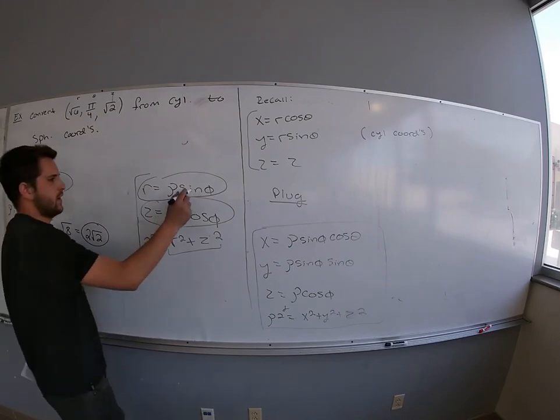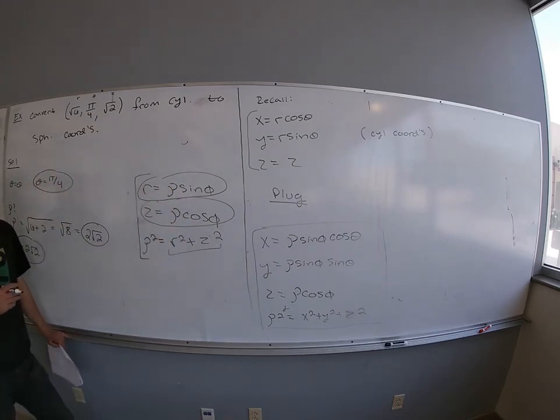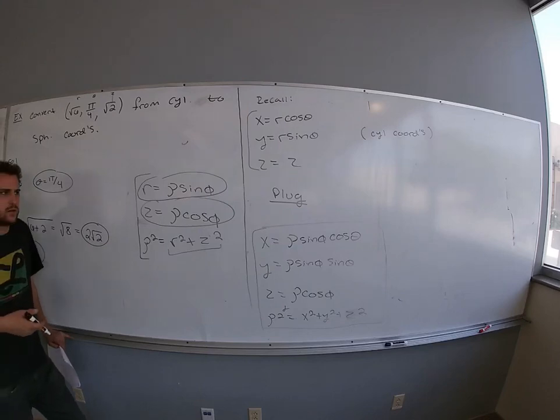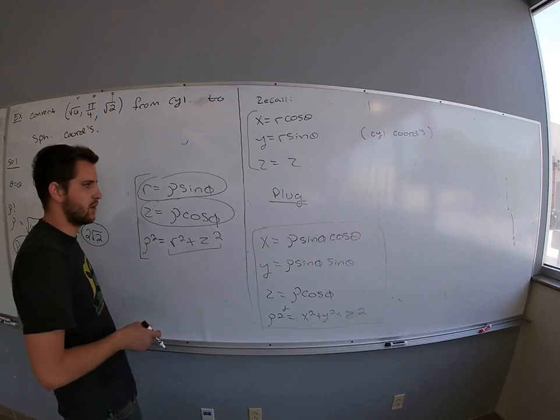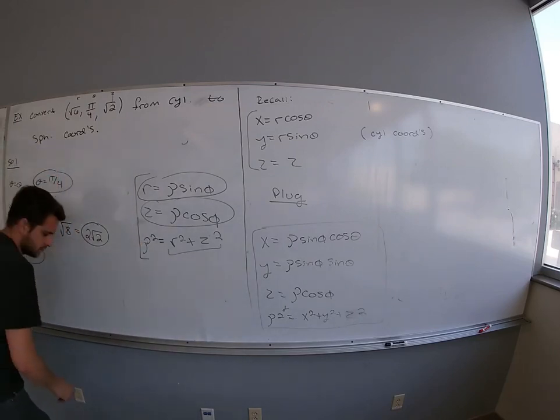Well, I could get phi from either one of these equations, r and z. Sometimes one is easier than the other, but for the most part, they're usually pretty much the same in the amount of work that you do. So I'll do both, just to show you guys.